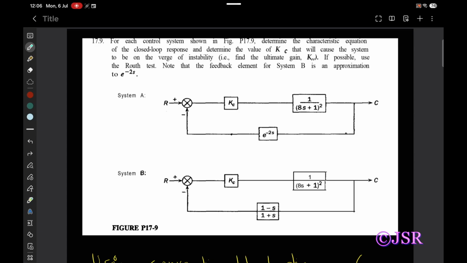So let's begin. Here we will use frequency response analysis for system A, as it contains the exponential term in the feedback loop. For system B, we will use the Routh array test to find out the state at which the loop will be on the verge of instability, or the system will be marginally stable. So let's begin with system A.